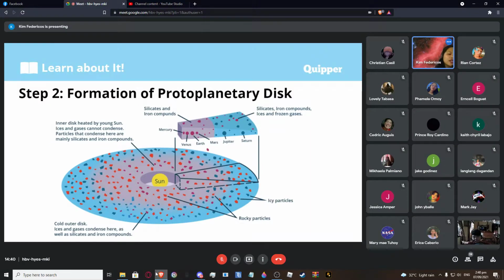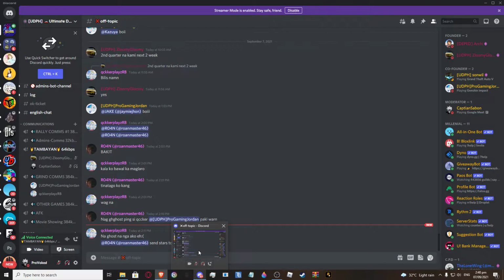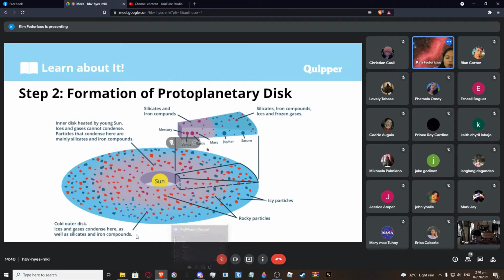So tungod sa kataas sa boiling point diring dapita, only the metals and the silicates were the only particles nga nagpabilin as solid. So kani siya nga mga particles nga nagpabilin as solid mao na sila basically ang ma-form nga terrestrial planets. Unsa man to nga mga planeta ang nabilong sa terrestrial planets?